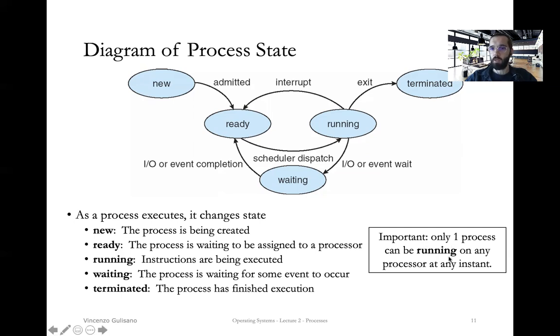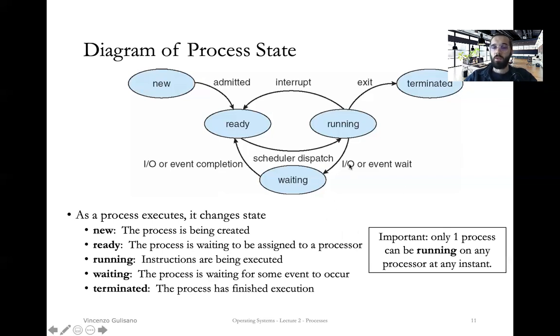Remember that only one process can be running at each processor CPU core at any instant, okay? So from ready, you can go to running if the process is actually given access to the CPU core. It stays in the running state until it generates maybe a request for which it needs input or output, okay? So it says, I want to read something from the disk, for instance. In that case, the process cannot continue until it gets what it needs from the disk.